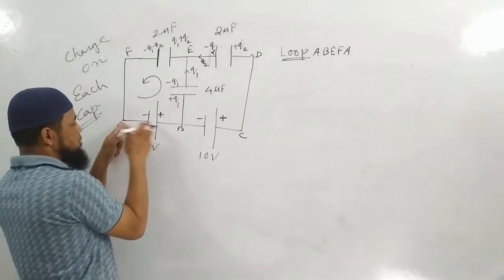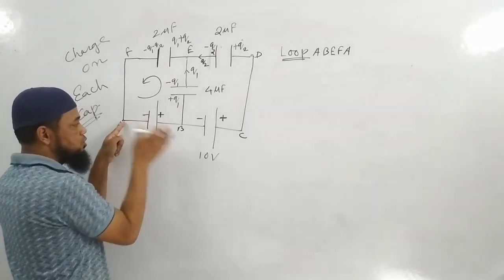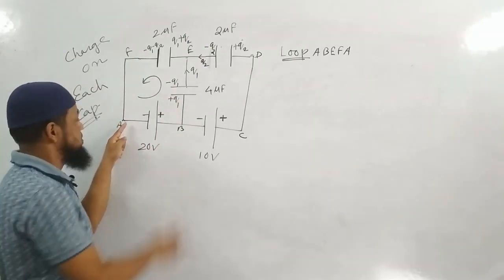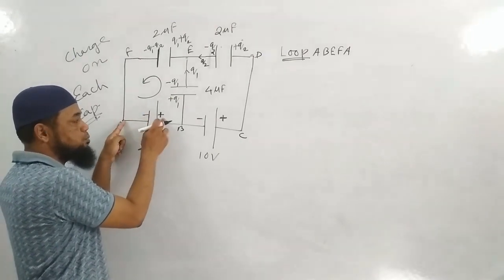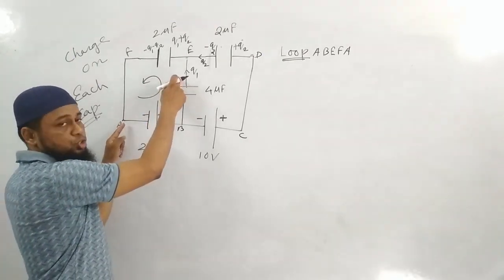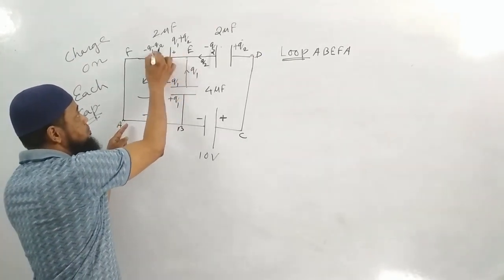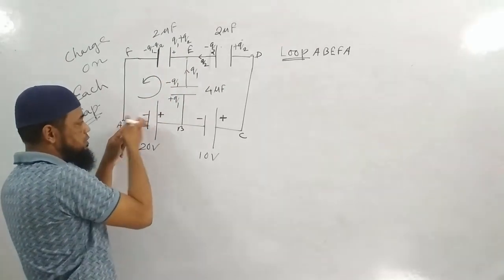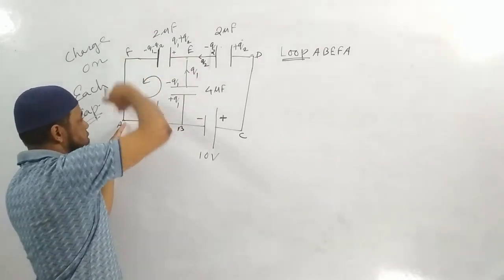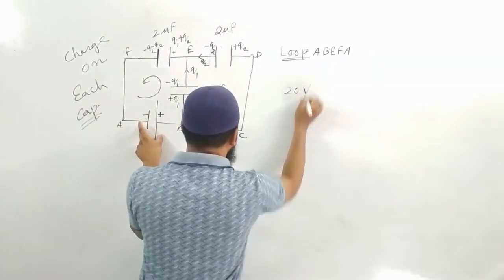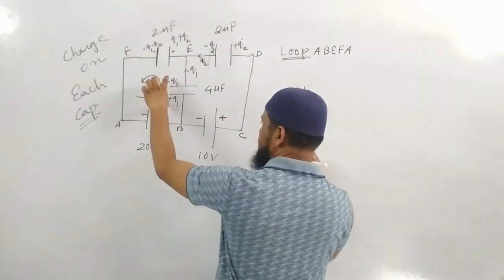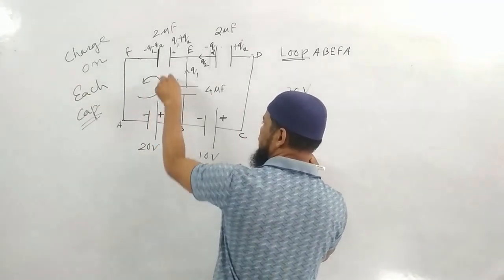So from here to here, let me see what is the change in potential. I'll call the change in potential 20. Drop or rise? Increase. So from here to here, potential increases because I'm going from negative to positive. Then positive to negative, drop. Then positive to negative, drop. There is an increase, there is a drop, there is a drop. Total is 0. So what is the increase? 20 volt.